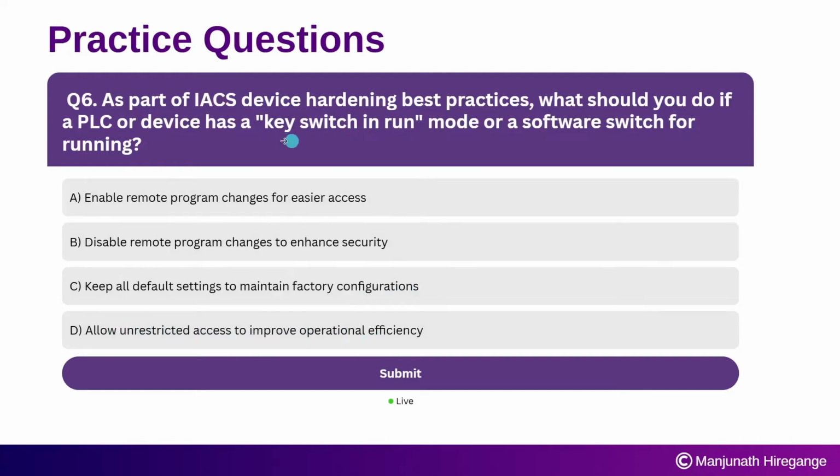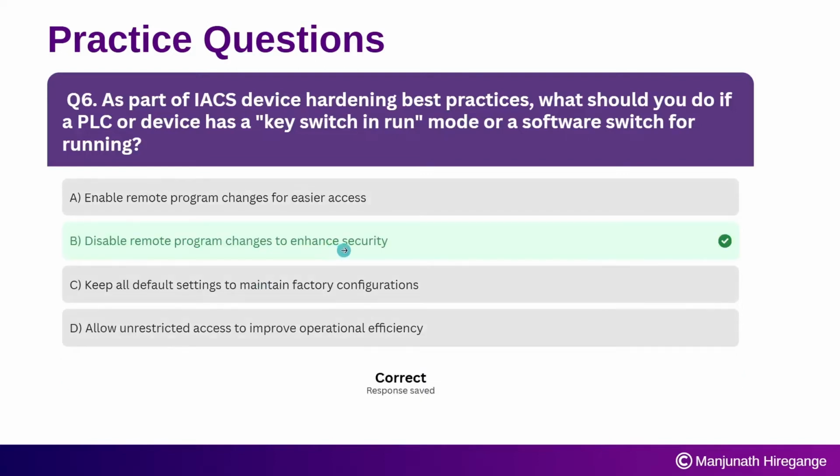So we are talking about a PLC or a similar device which has a key switch in run or software switch. One of the best practices for IACS device hardening is to prevent any unauthorized or accidental modification to critical systems like PLCs, safety systems or industrial devices that have a key switch in the run mode. So it should be set to prevent remote program changes. Hence the right answer is disable remote program changes. If we allow it, it can introduce security risk.